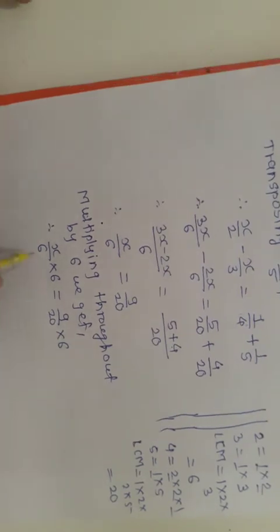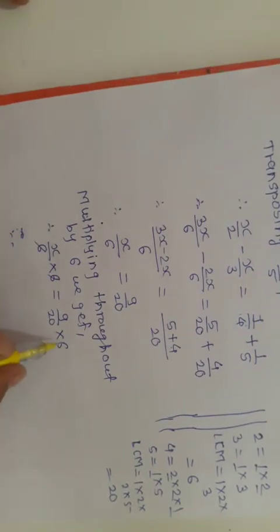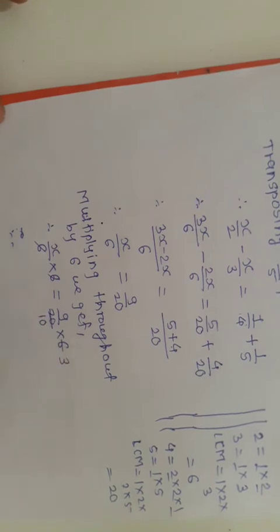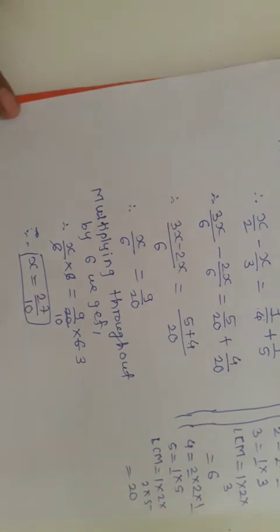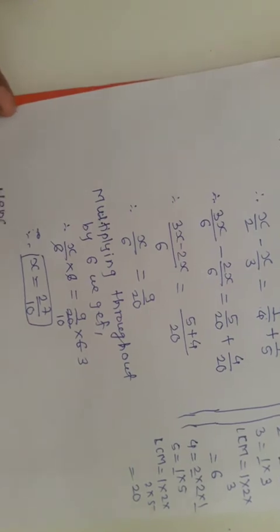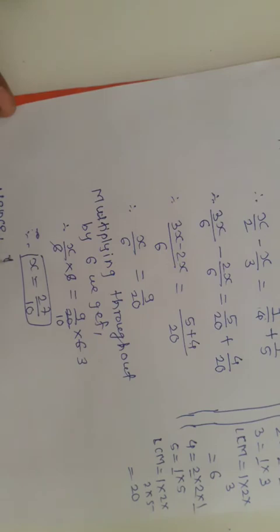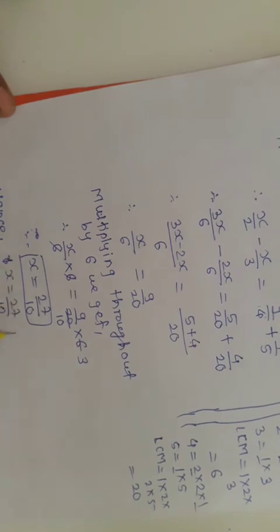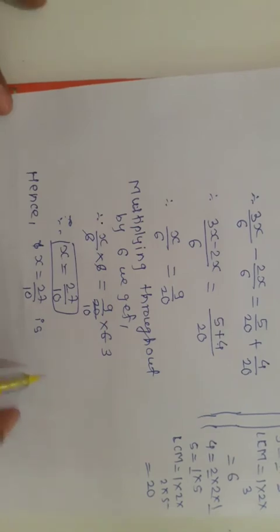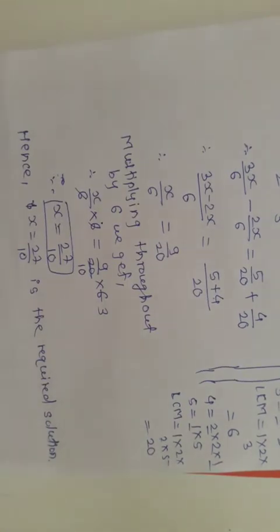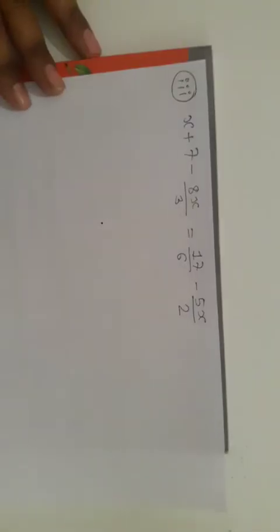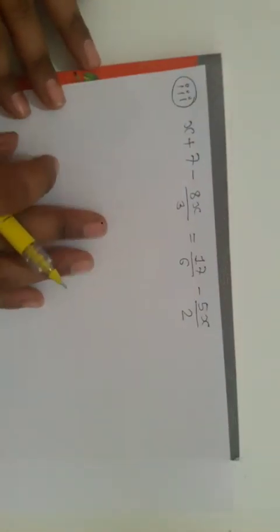Now this is a balanced equation. The 6 gets cancelled, and therefore 2 3s are 6, 2 10s are 20, so we get x is equal to 9 3s are 27, 27 upon 10. Therefore we get the value of x as 27 upon 10, and hence write down the answer: x is equal to 27 upon 10 is the required solution. Thank you. So example number 1 is completed. Now take the next example, example number 3.